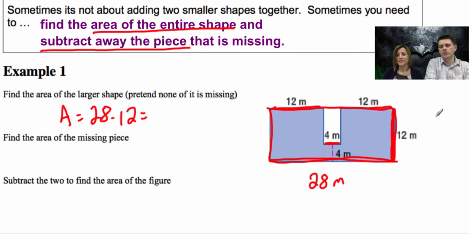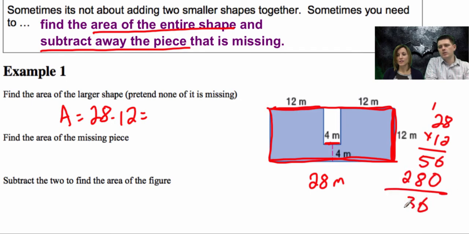So off to the side, I'll do a little bit of math. 28 times 12. Hopefully I don't make a mistake here. 336 meters squared. That's the area of the whole thing if there wasn't anything missing.